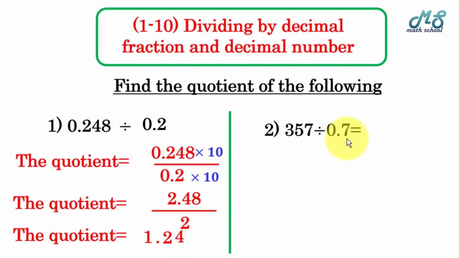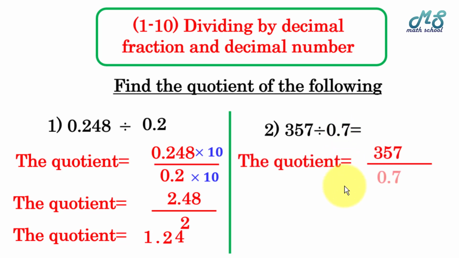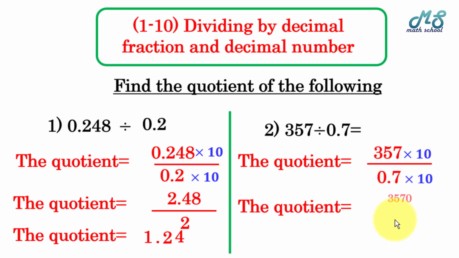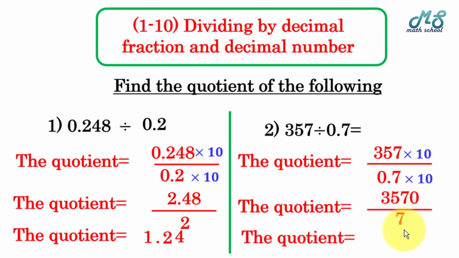By the same way, guys, 357 divided by 0.7. We can't find the quotient yet. First, the first step, just get rid of the decimal point. How, guys? Multiplying by 10. Why? Because the decimal point is one digit from the right. Now, to make 0.7 a whole number, just multiply by 10 up and down. We will get 3570 divided by 7. Now we can divide easily from left to right.